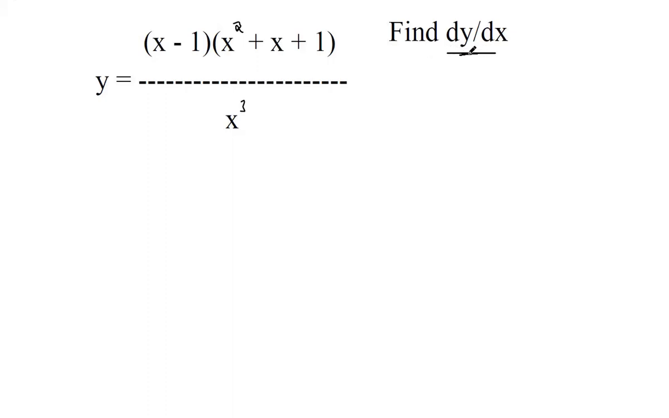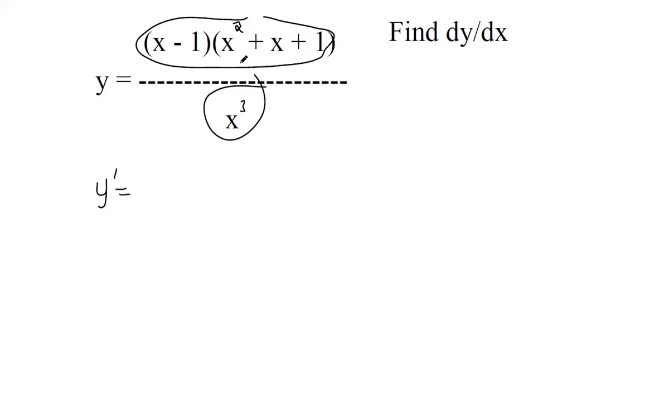If we're asked to find dy dx, that means we're asked to find the derivative of y with respect to x. In other words, we're supposed to find out how fast y is changing with respect to how fast x is changing. So we can symbolize that with the shorthand y prime. And to take the derivative, this one lends itself to the quotient rule because we have one function as a quotient of another function, one function being divided by another function.